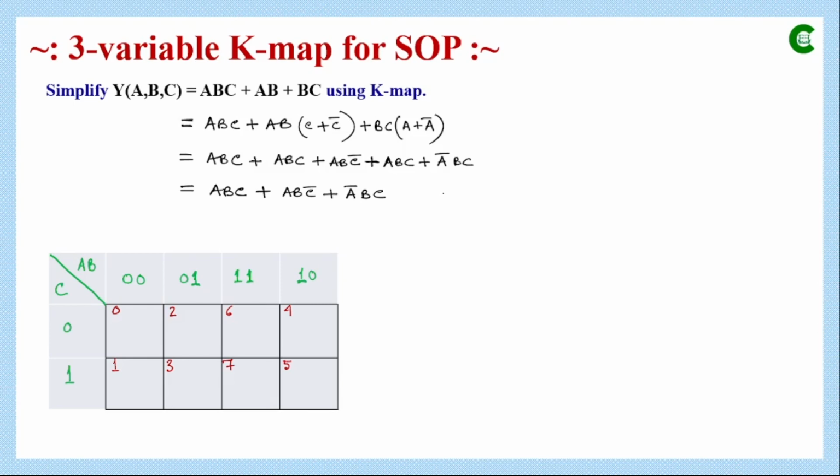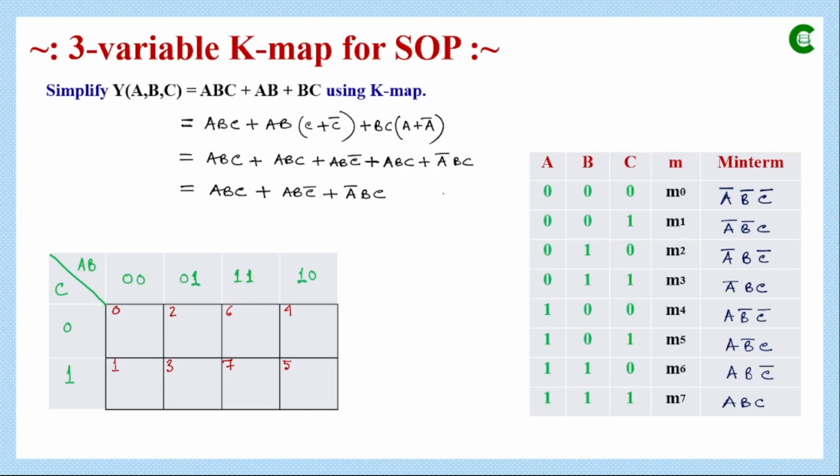Now we will take the help of the truth table, from where we can decide which cells will be filled by 1 and which cells will be filled by 0. Since this is a sum of product format and this function is given as a sum of min terms, for all these min terms those corresponding cells will be filled by 1 and the rest of the cells will be filled by 0.